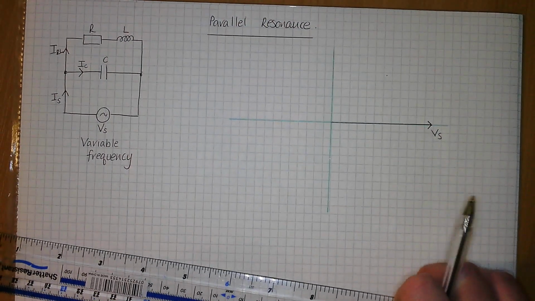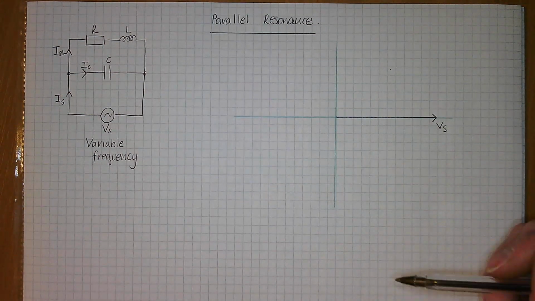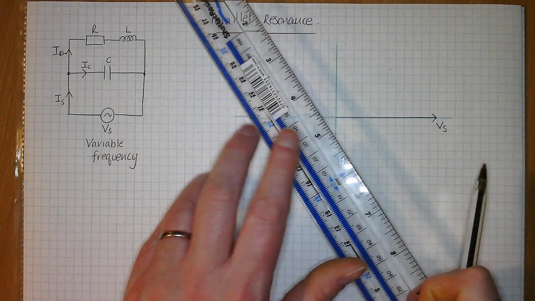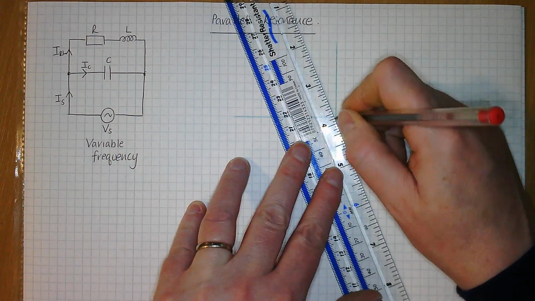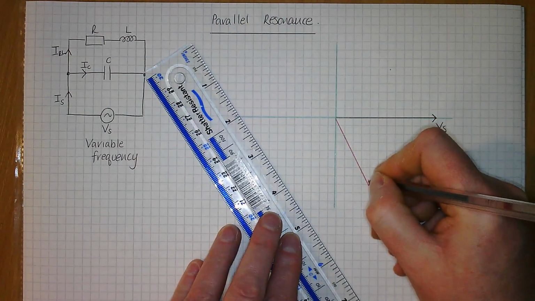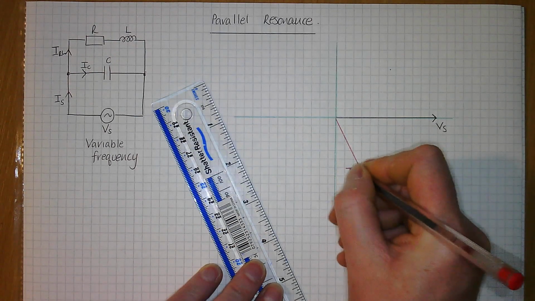Now from what we did for power factor correction, you should remember that when you put in your IRL phasor, it's going to be somewhere in this quadrant. So for argument's sake, we'll put it there. And that's your IRL.